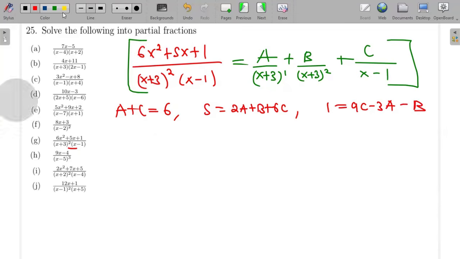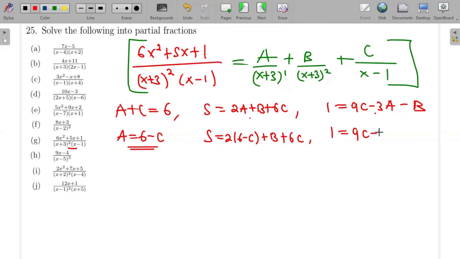Okay, so that is what we have now to find the values of A, B, and C. From this equation, we can make A the subject. We say A is equal to 6 minus C. And then we substitute it into here and there. So this will be 5 is equal to 2 times (6 minus C) plus B plus 6C. The other one is 1 is equal to 9C minus 3 times (6 minus C) minus B.